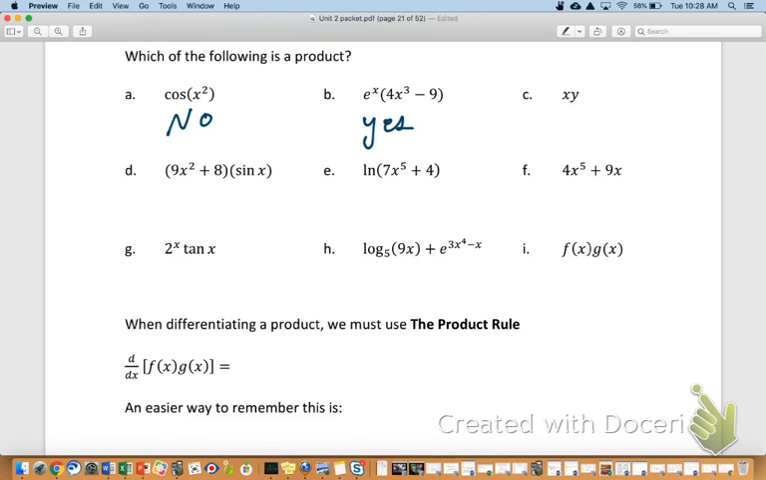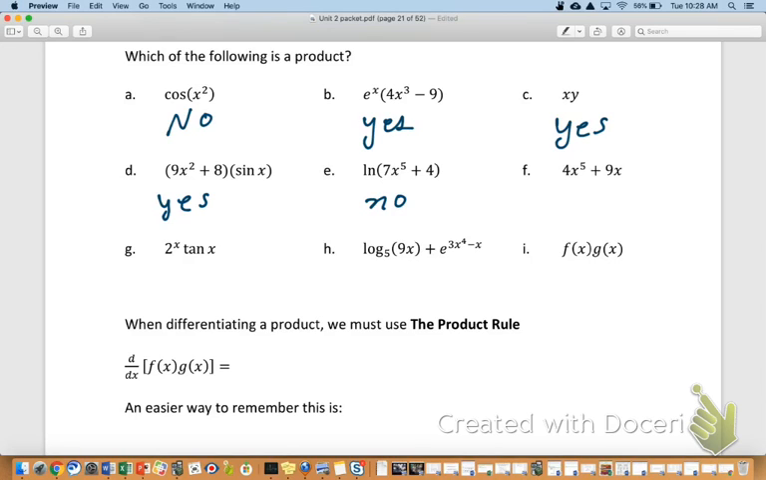How about C? Product, yes or no? C is yes, for sure, a product. It's a very simple product, right? It's just x times y, but it's a product. How about D? Product or no? Yes. D is a product. Agreed. How about E? No. Not a product. That's one sometimes people think is. It's not ln times anything. That's just the input for ln.